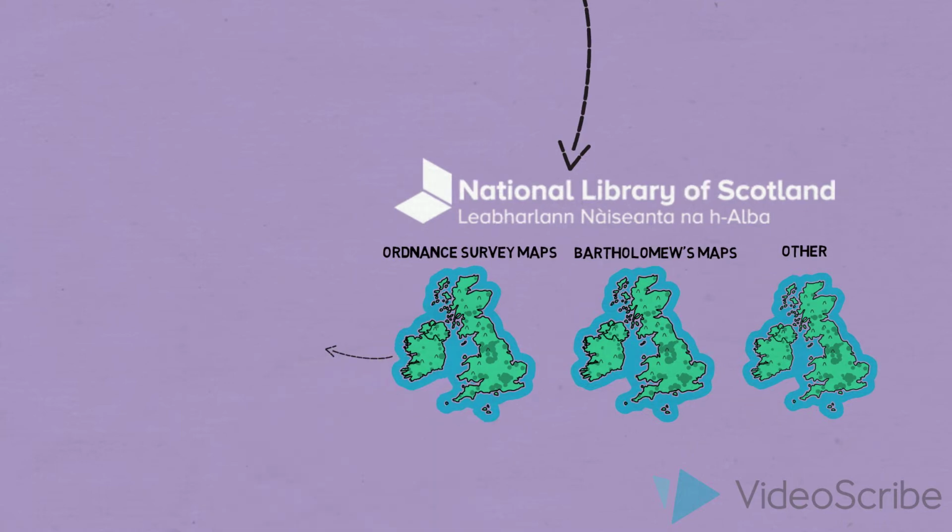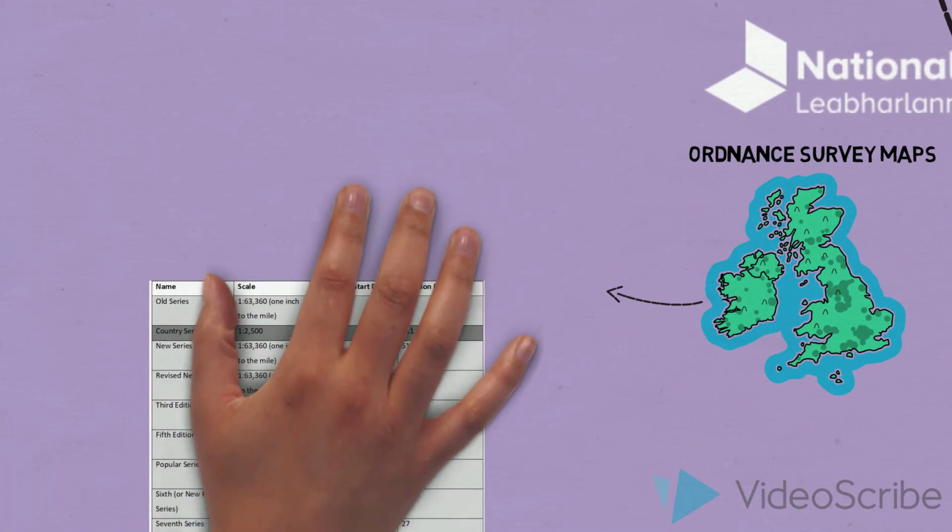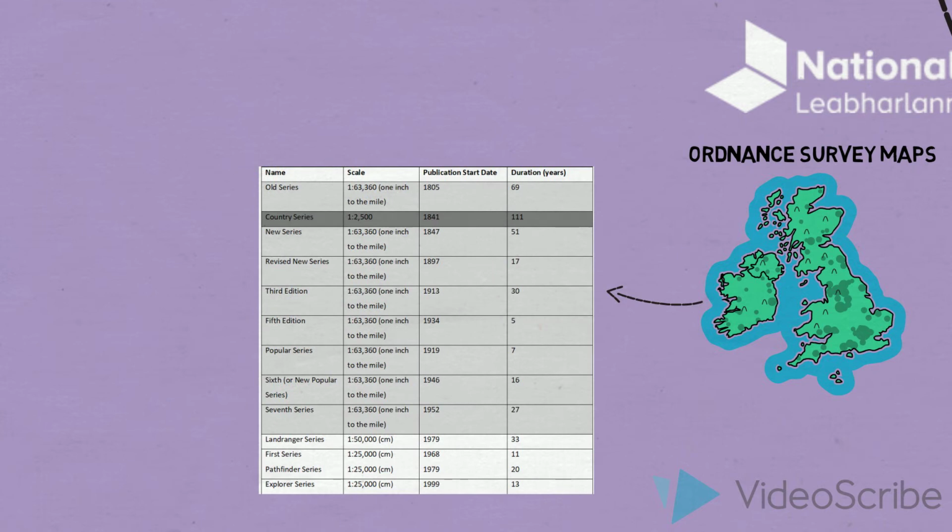But the OS has been making maps since the 1750s. There are a lot to look at, but they are by far the most comprehensive and thorough. Fortunately, we can narrow down the range of maps we're interested in by time, scale and location.